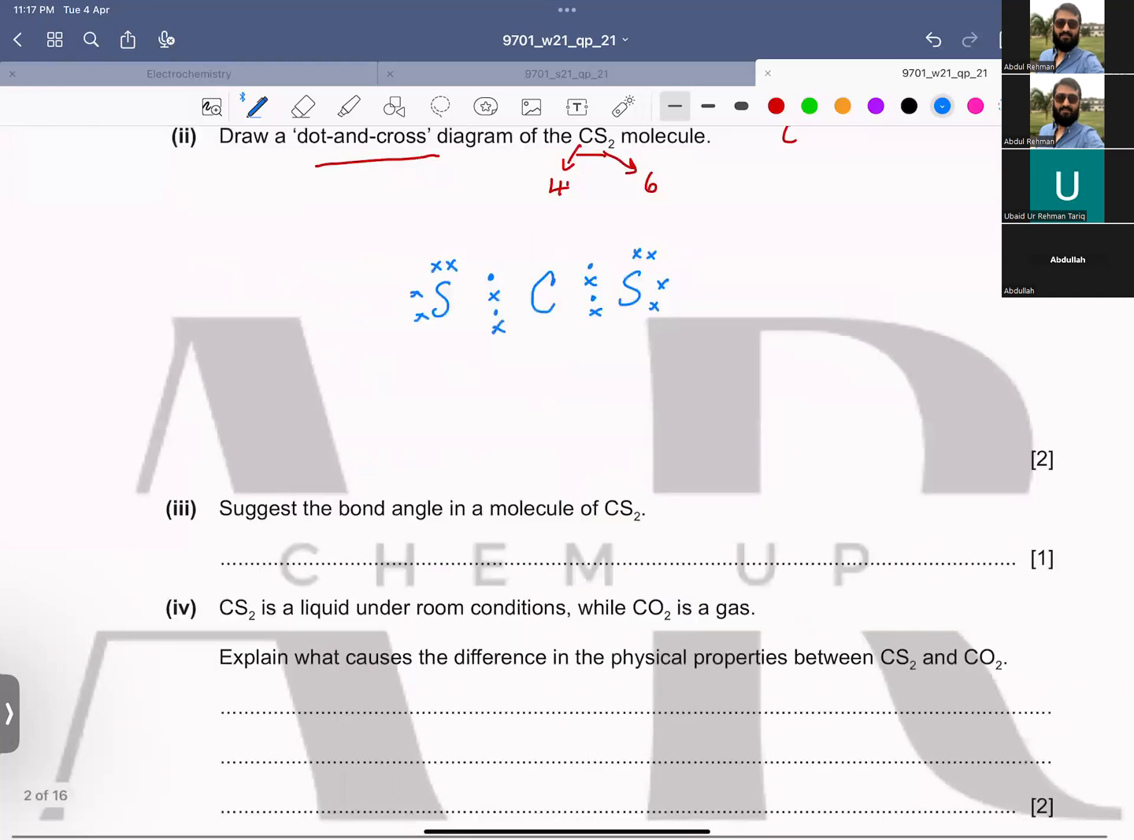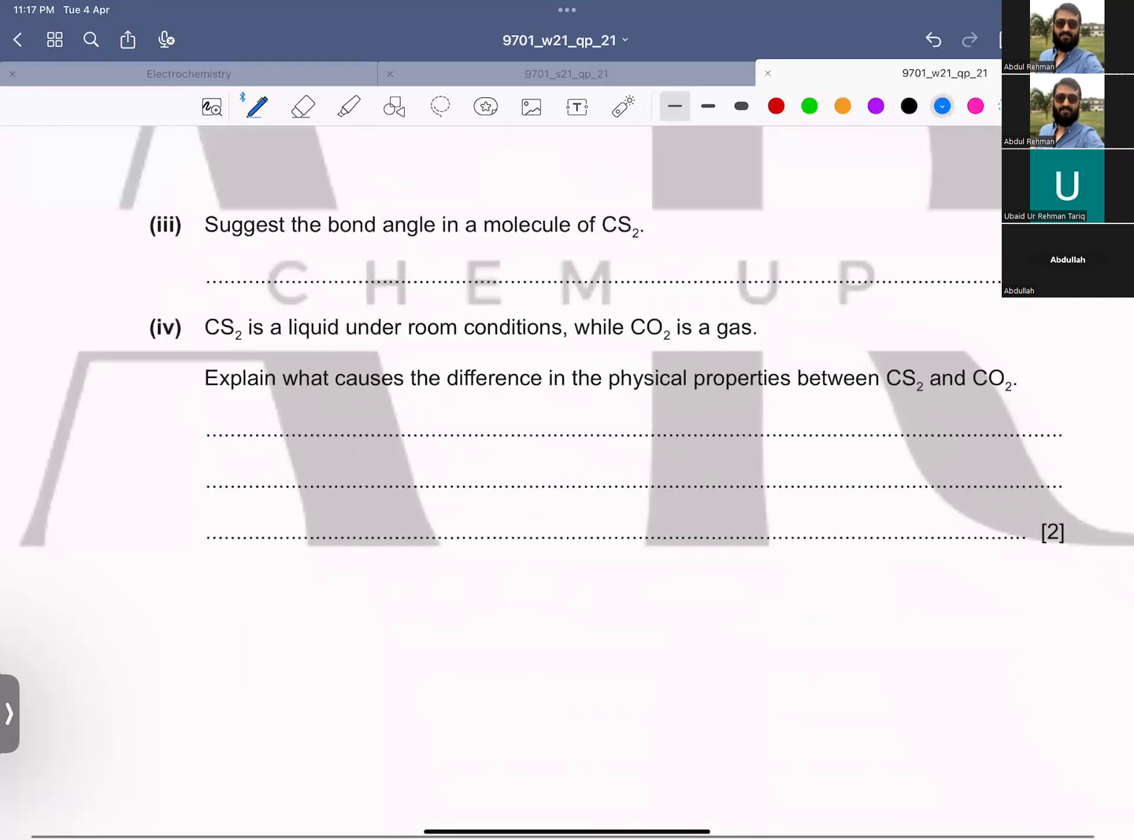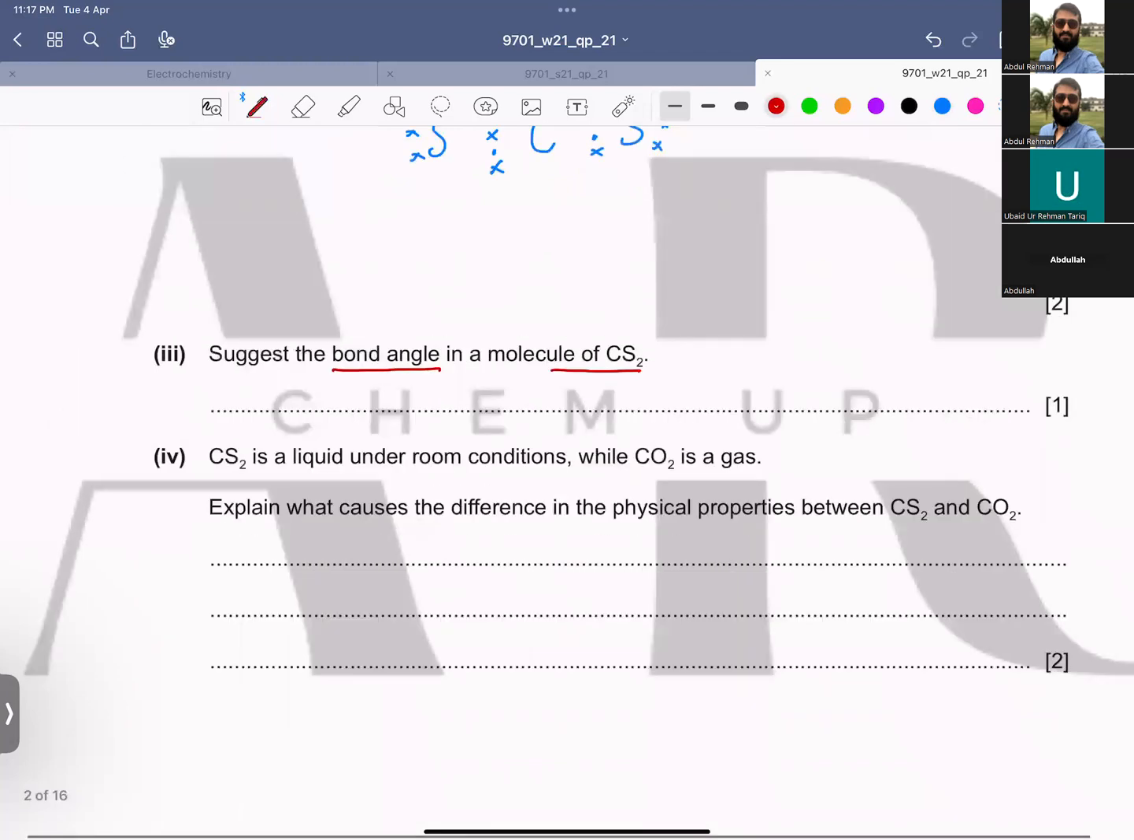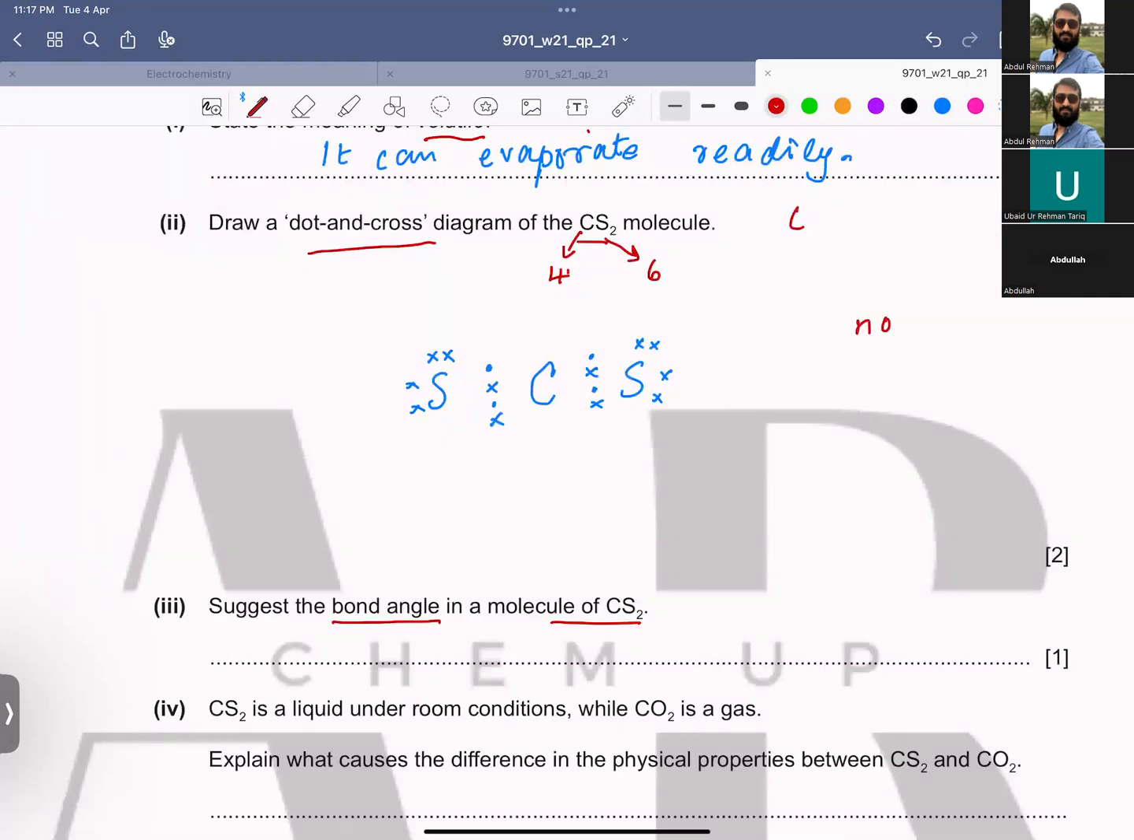Okay. Next part. State the bond angle in the molecule of CS2. If you see over here, there is no lone pair and two bond pairs. In this case, the shape would be linear and the bond angle is 180 degrees. So they are asking you the bond angle, so you will write 180 degrees. Is this clear?